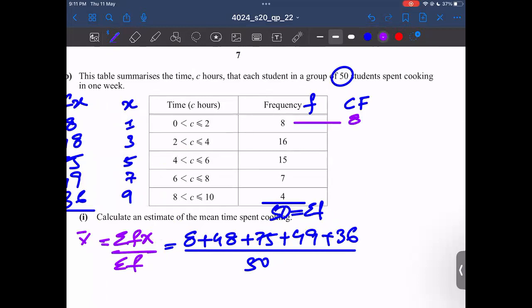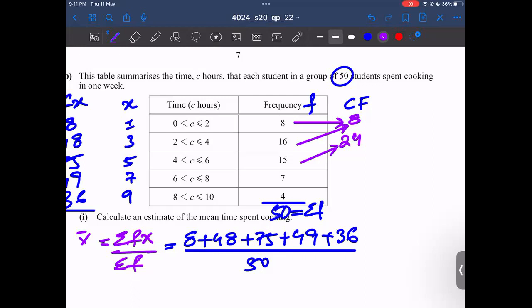I'm just going to copy this same value. And the next value, the second value of the cumulative frequency is equal to the sum of the second value in the frequency and the first value of the cumulative frequency. So 16 plus 8 is going to be 24. The third value of cumulative frequency is basically equal to the third value of the frequency added with the second value of the cumulative frequency. 15 plus 24 is going to be 39.